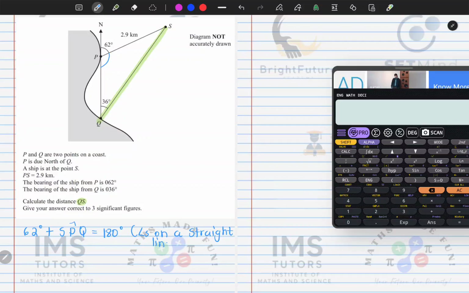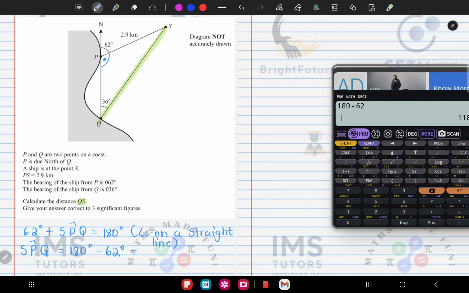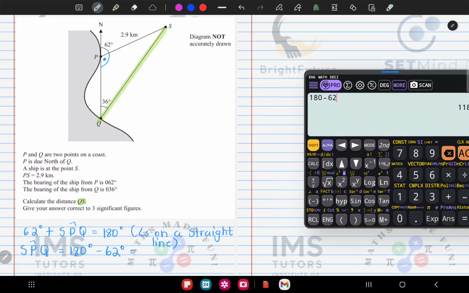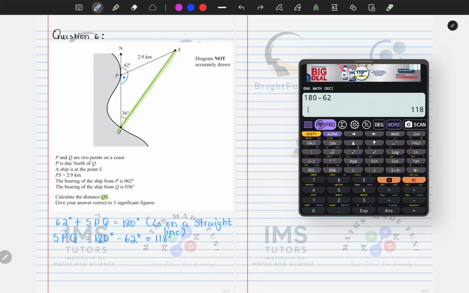So if you remember, angles on a straight line are supplementary. So this means that angle SPQ, which is this blue dot here, will be 180 minus 62 degrees. Let's put it up, 180 minus 62. If you look at our calculator, let's just pull it to the side a bit. It becomes 118. Okay, so now let's quickly note that the angle inside that triangle is 118 degrees.